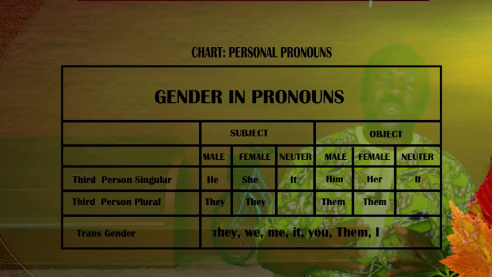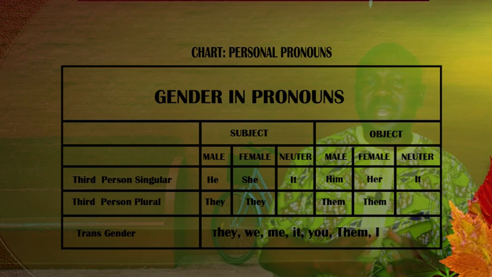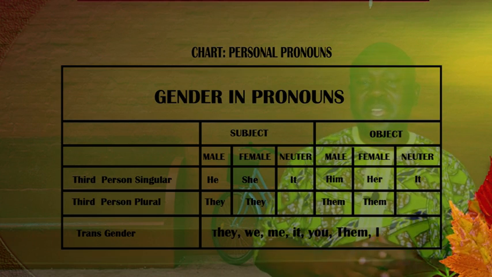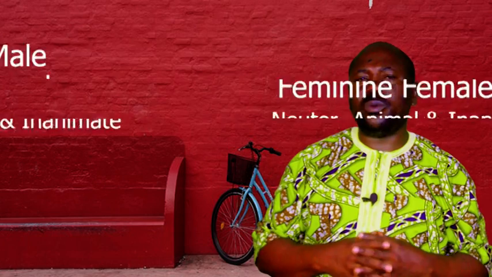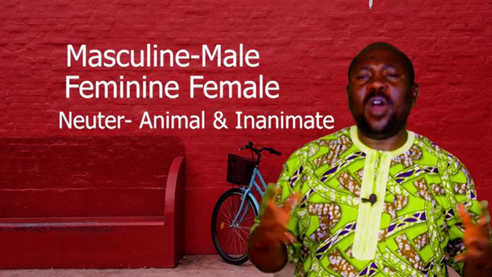Another thing to note with personal pronouns is that they show gender as thus: masculine, which stands for male, feminine, which stands for female, and neuter, which stands for non-living things or animals.